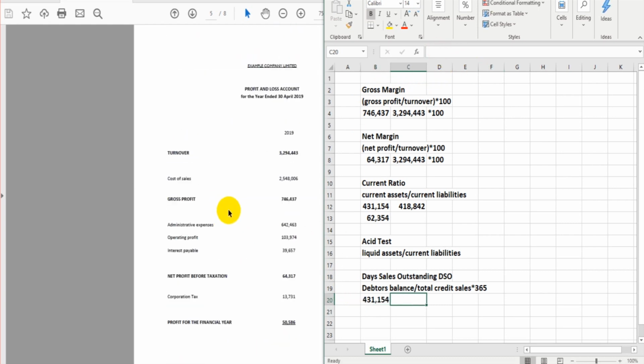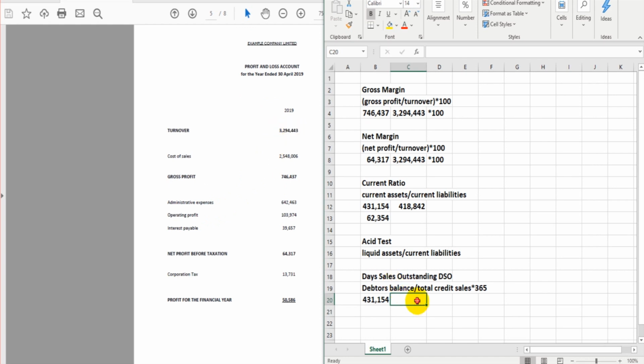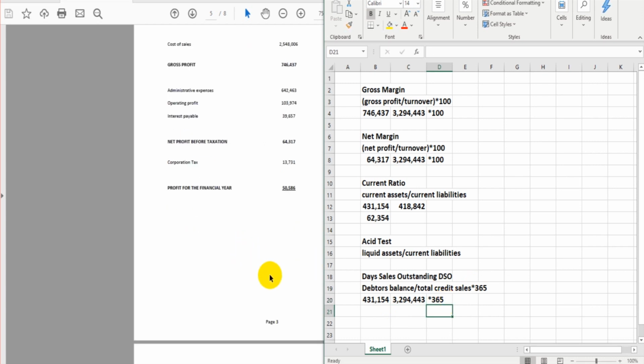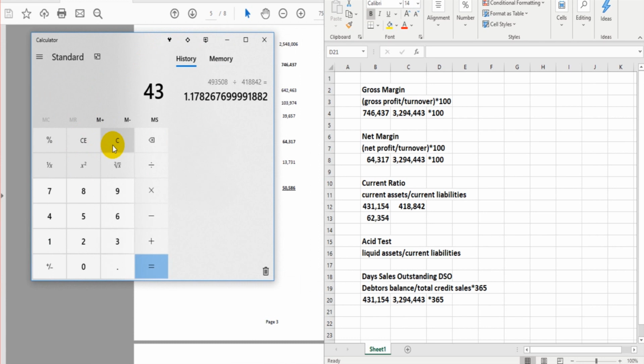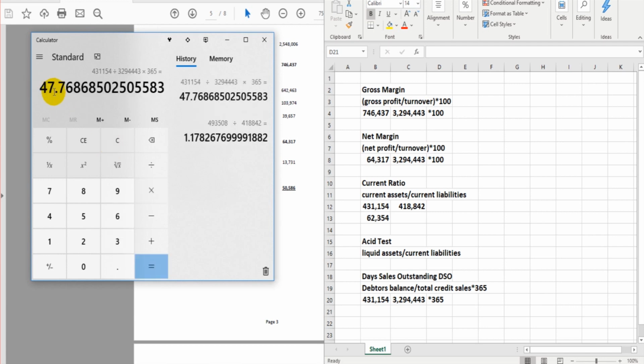What's the total credit sales? I'm assuming that all sales were credit sales, which they are for most businesses, unless you're in retail or something like that. So that's the total credit sales. So we have debtors balance, total credit sales times by 365. Let's have a look at this on the calculator. So we have 431,154 divided by the sales, which is this, times by 365 equals 47, almost 48 days it's taking customers to pay their bills.